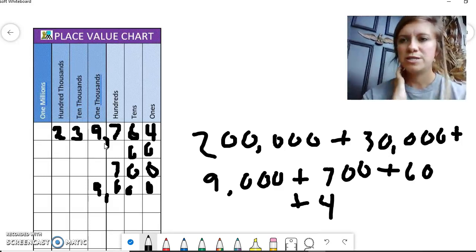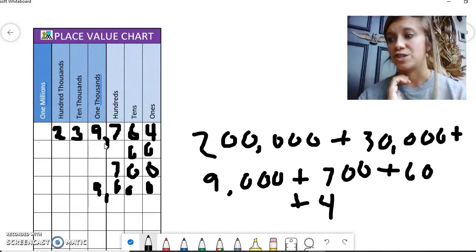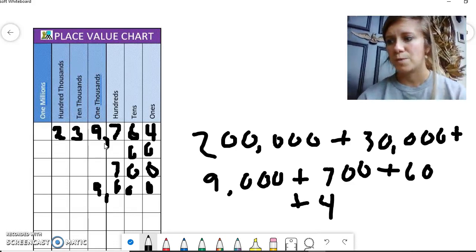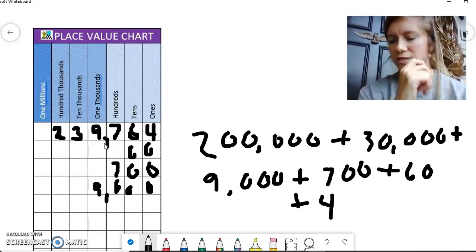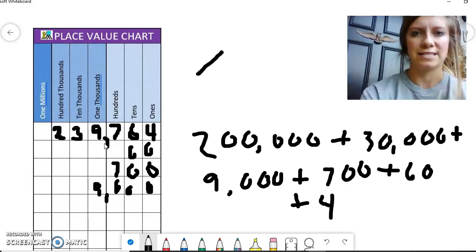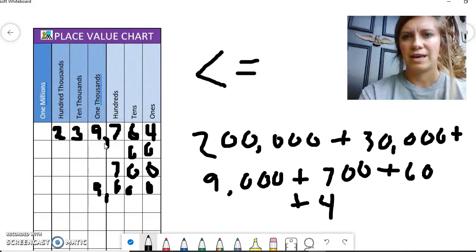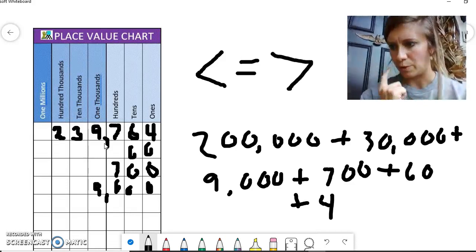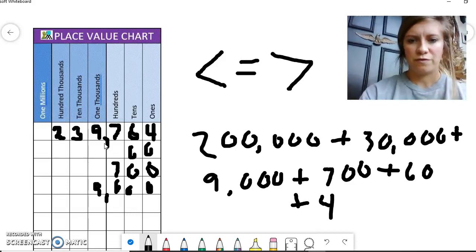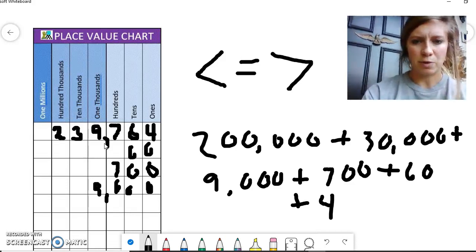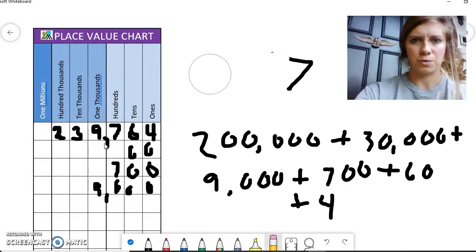Okay, once you understand place value, it's easy then to start to compare numbers. So when we compare numbers, we use symbols such as the less than symbol, the equal to symbol, and the greater than symbol.